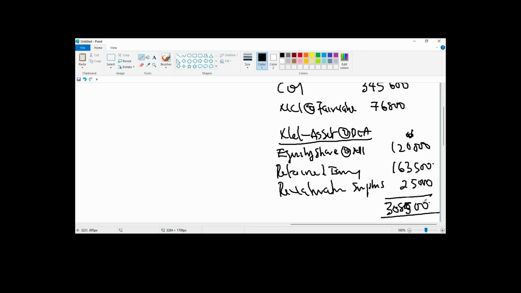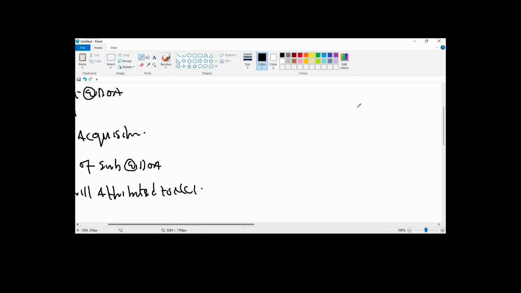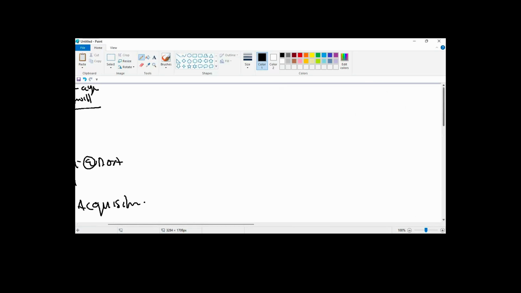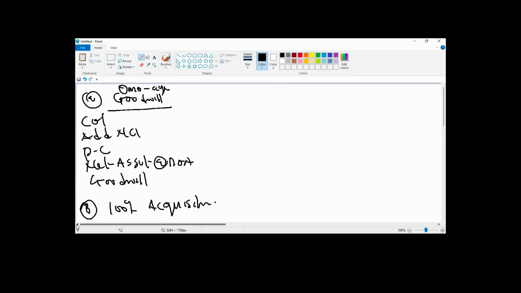So I'll go to the question to calculate goodwill now. What is the cost of investment? Cost of investment is 345,600. I'll put 345,600. Then he has given NCI at fair value, 76,800. Copy and paste. What is the purchase consideration?